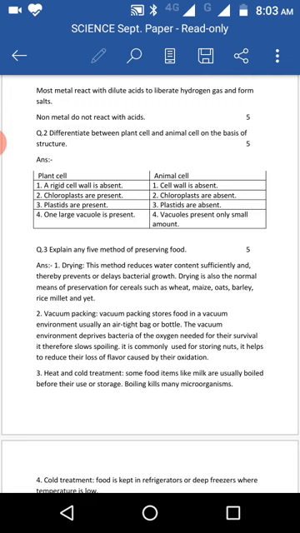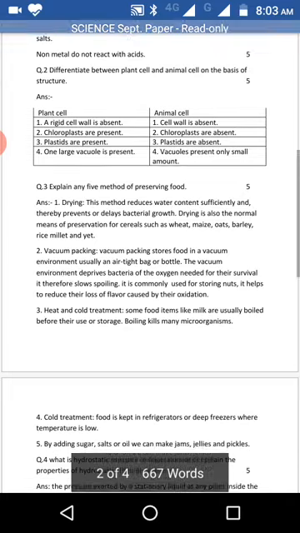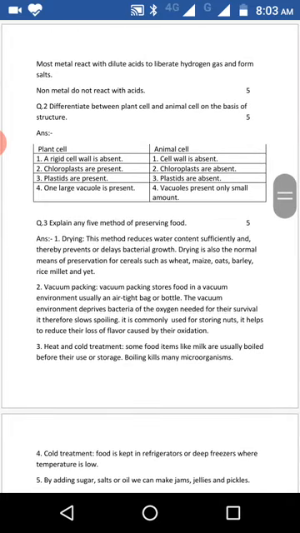Next is vacuum packing. So vacuum packing is packing food in a vacuum environment, usually in airtight bags and bottles. The vacuum environment deprives bacteria of the oxygen needed for their survival. It therefore slows spoiling. So it is commonly used for storing nuts. It helps to reduce their loss of flavor caused by oxidation.